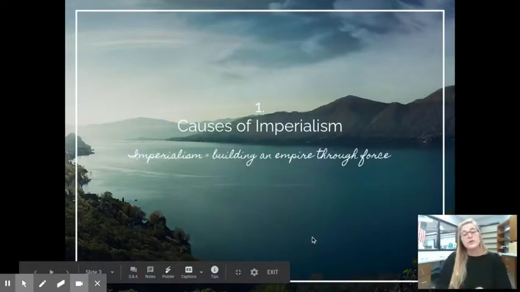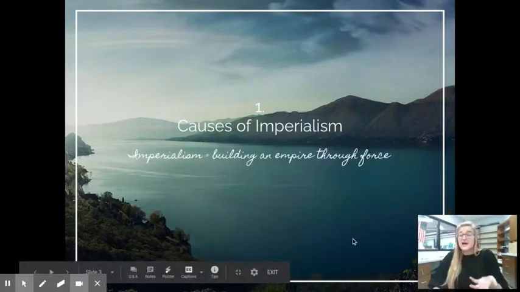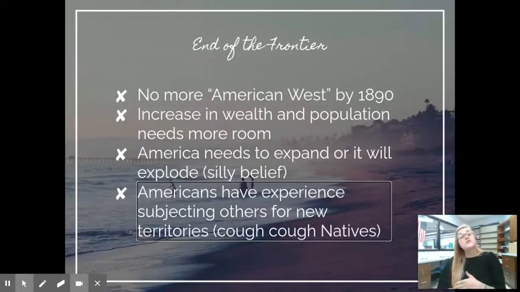So overall, we're looking at causes. Imperialism means building an empire mostly through force, a lot of military. One of the reasons that the push for empire overseas happened is because the push for empire within the bounds of what we already owned was over. The end of the frontier had come upon us. By 1890, all of those places were states.